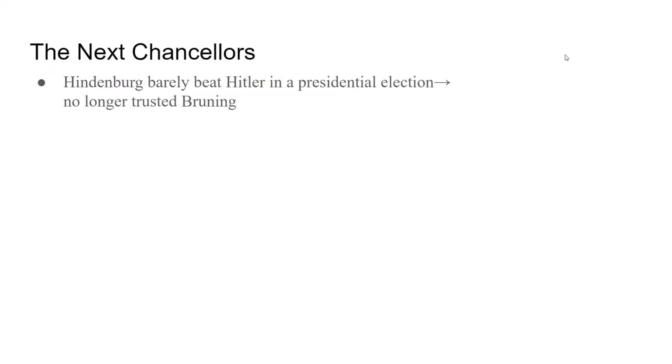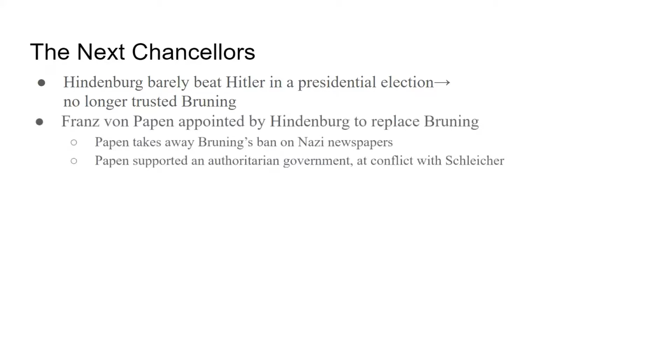What had happened was that Hindenburg ran against Hitler in a presidential election. Hindenburg wanted to be elected to a second term, right? But Hitler was barely defeated by Hindenburg, right? So Hindenburg thought that this had happened because of how unpopular Bruning was. They no longer trusted Bruning. So he appointed another guy, Franz von Papen, right?